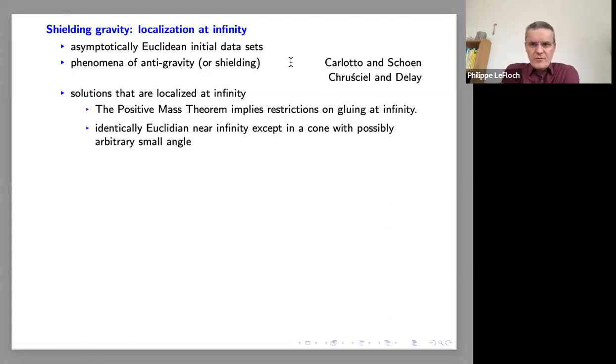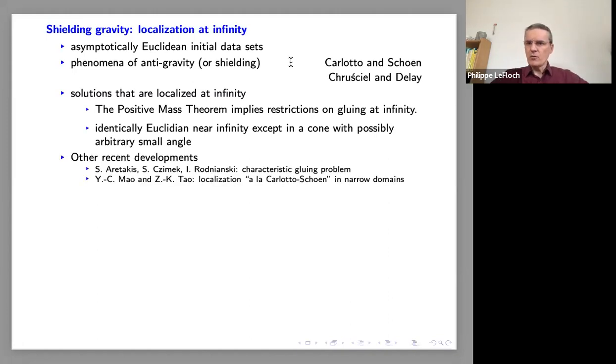So obviously the positive mass theorem is implying some restrictions about what you can put at infinity. And part of my work is devoted to making some advances in this direction. What was discovered by Carlotto and Schoen is that you can do that by constructing a solution that is identically Euclidean, except in a narrow cone. That's basically the typical shielding property, where everything would be flat, except in a narrow asymptotic cone going to infinity.